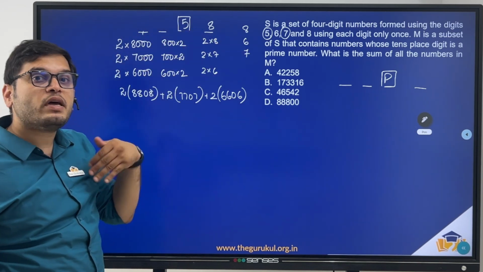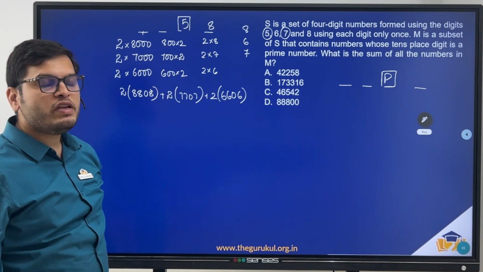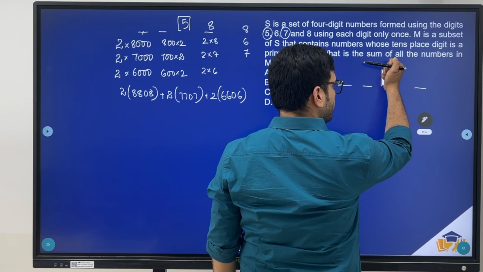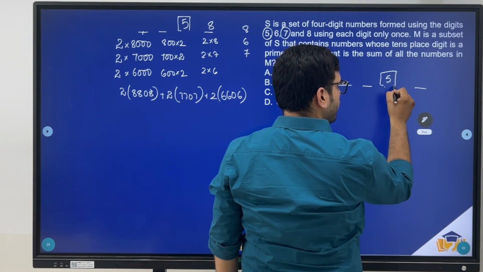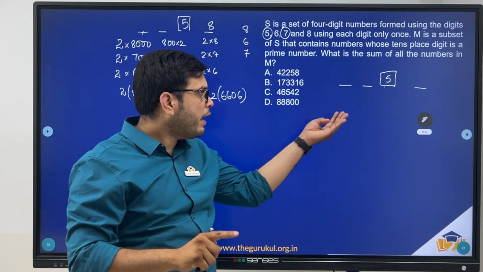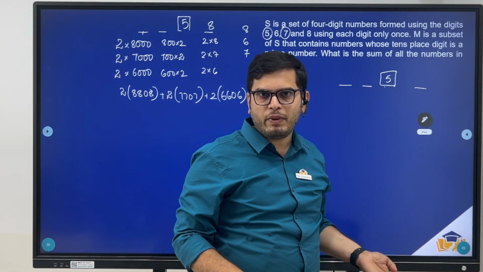Now how many numbers are there in total when 5 is in tens place? Now if you have 5 here, right? Now we are left with 3 more digits, 6, 7 and 8, and we have to arrange them in these 3 places.